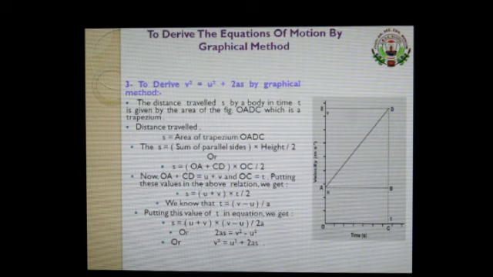Thus, we derived all the three equations using the graphical method.